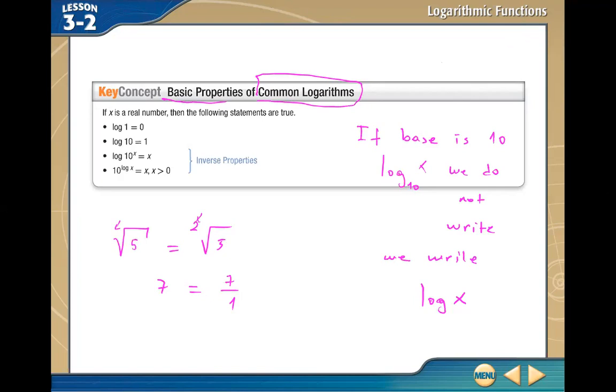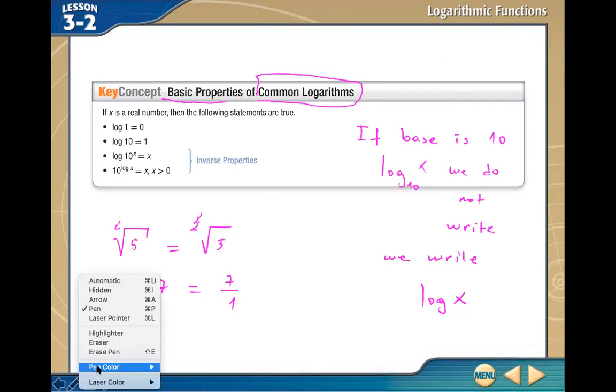Now, do you have any question? What does common logarithm mean? No question. Okay. Now, let me continue.